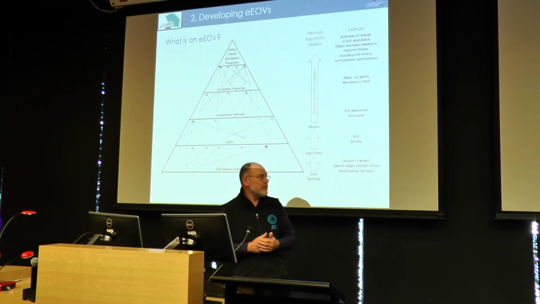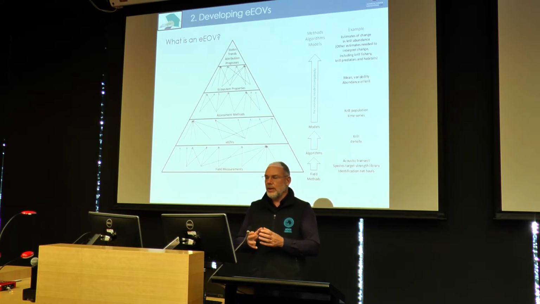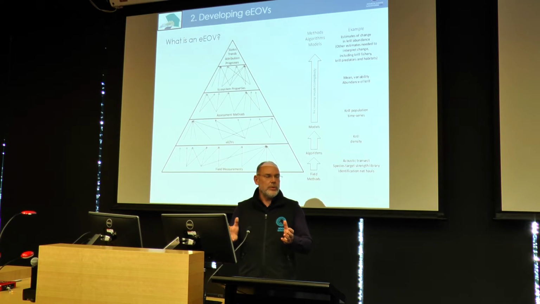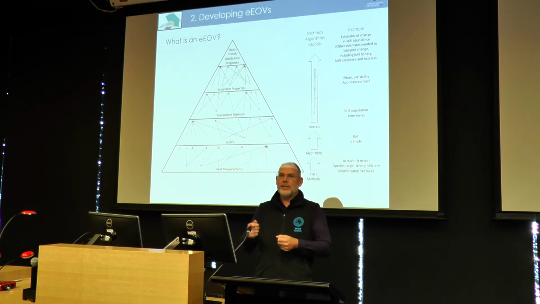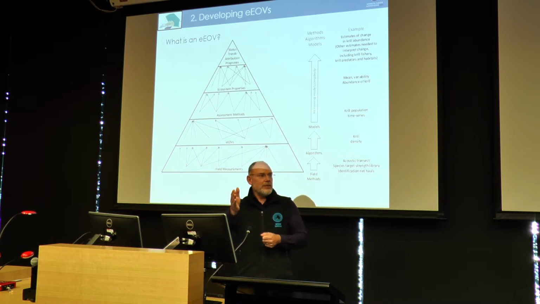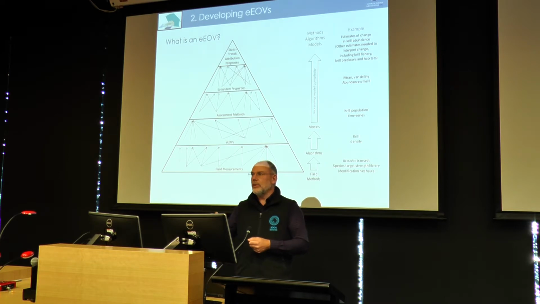So what is an ecosystem essential ocean variable? Firstly, the term essential ocean variable, or EOV, is something we've adopted from the FOO. We seem to sometimes get stuck on the term essential. Really, it's about getting a sense of priority between the variables.